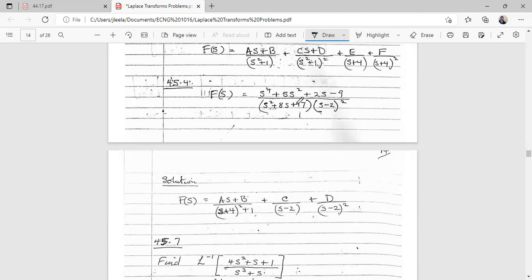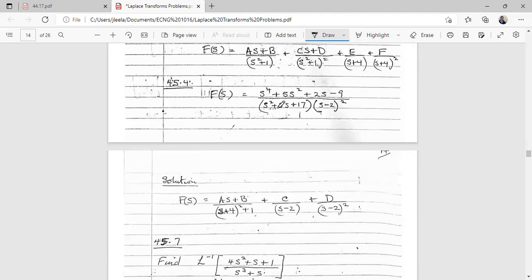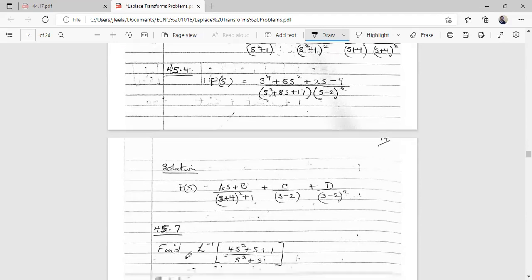Right? So this one here is a quadratic factor again. It's irreducible, and this one is a simple factor, s minus 2, and it is repeated. So for the simple factor, you have c over s minus 2 and d over s minus 2 squared. And for the quadratic factor, you have as plus b over, well, this could be slightly simplified as s plus 4 squared plus 1. Because s plus 4 squared is really s squared plus 8s plus 16, and then you add the 1 to get 17.